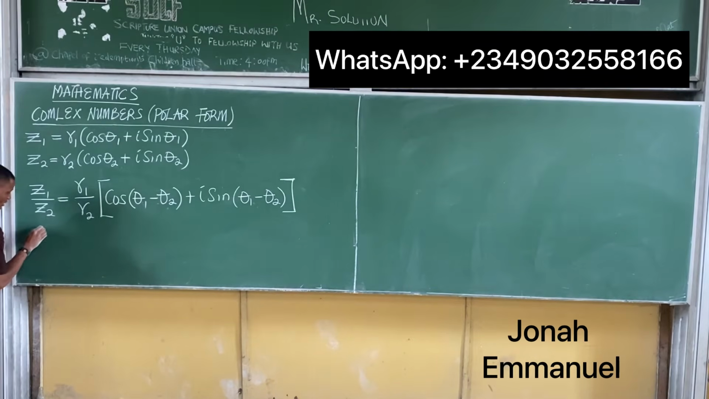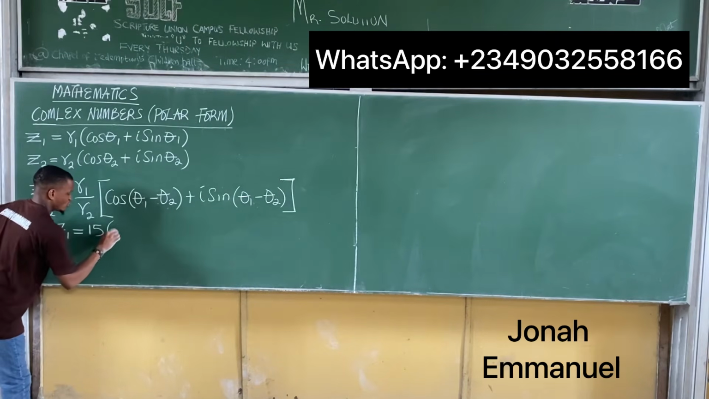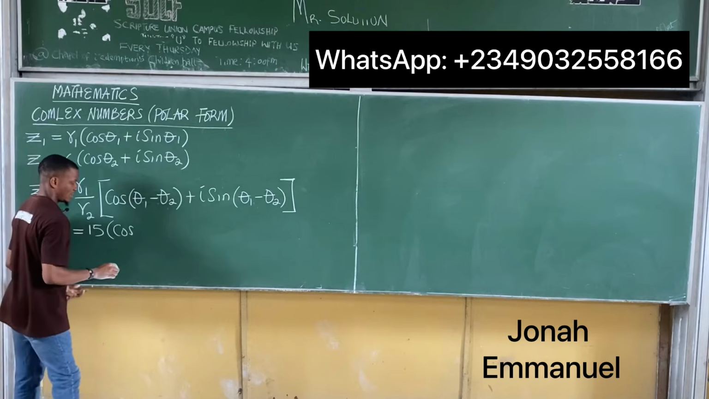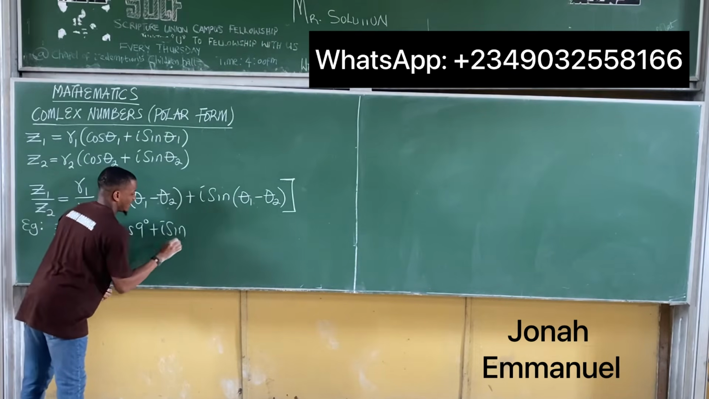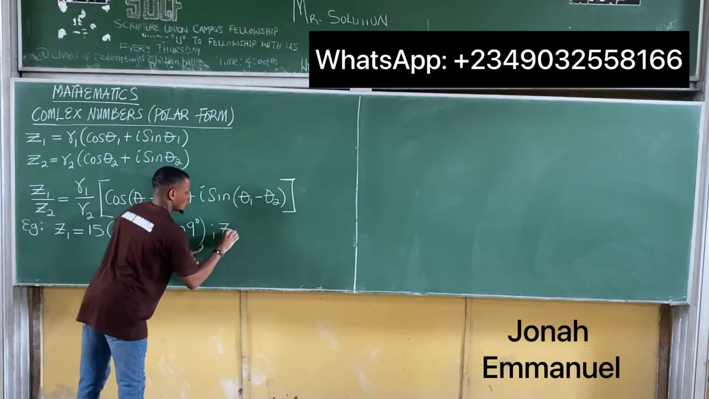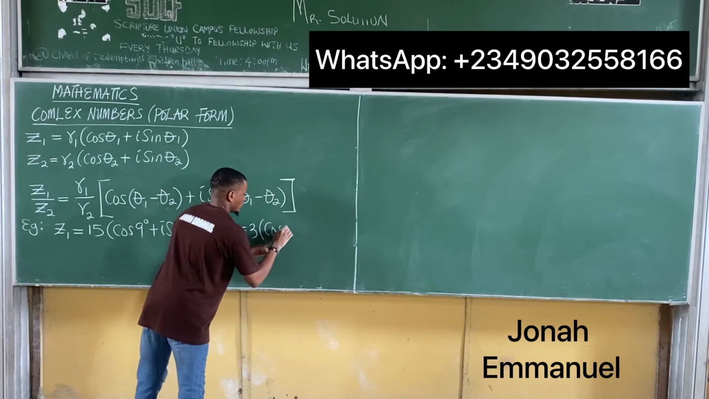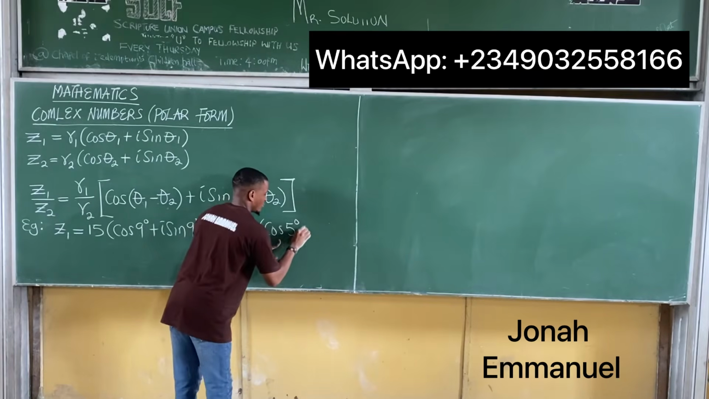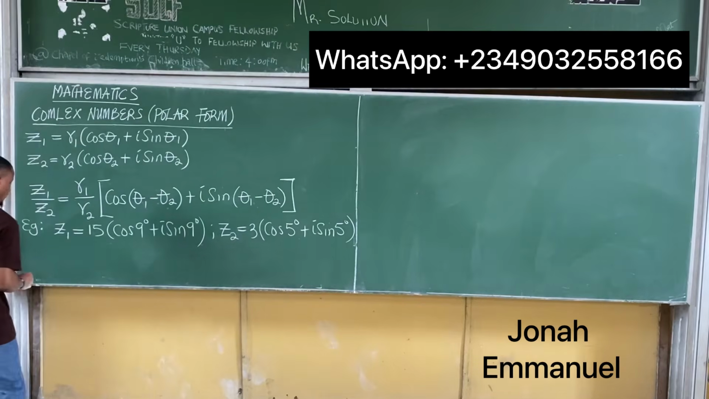Let's get an example. Example one. z1 is equal to, let me use something like 15, 15 into (cos 9 degrees plus i sine 9 degrees), and then I have z2 equal to 3 (cos 5 degrees plus i sine 5 degrees). So I have this, and I'm asked to find z1 over z2.